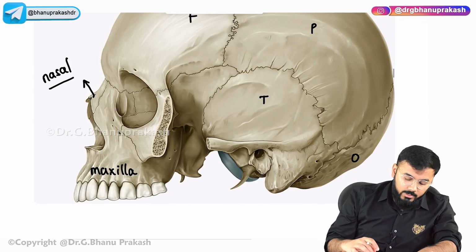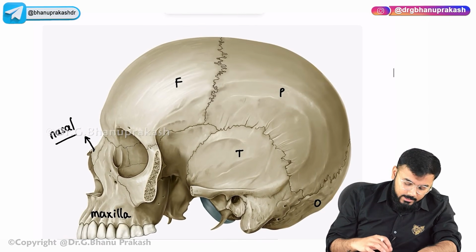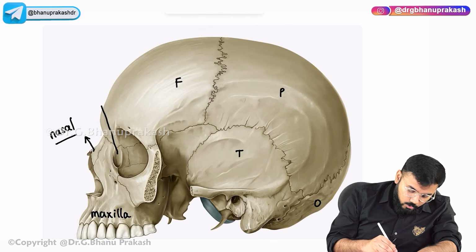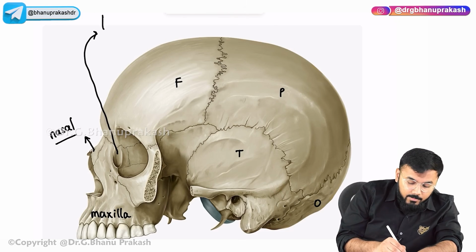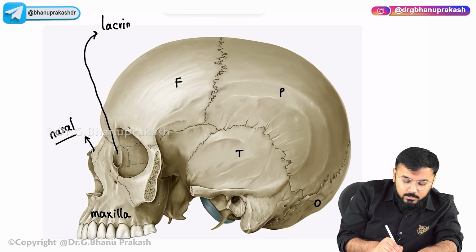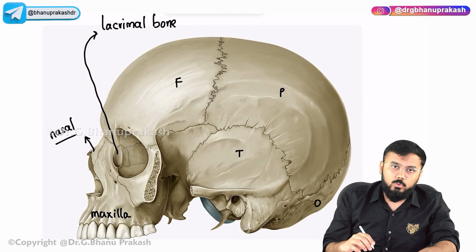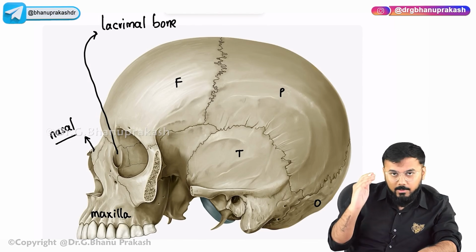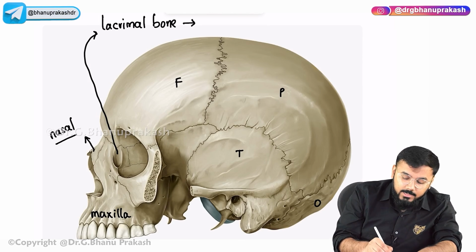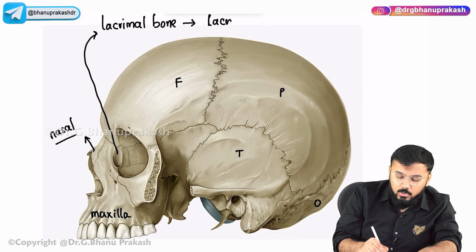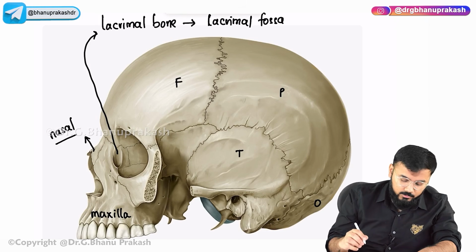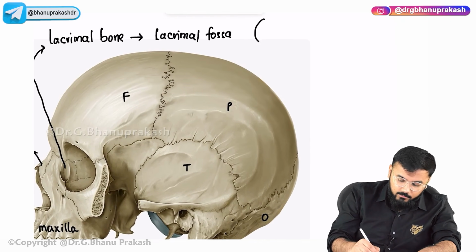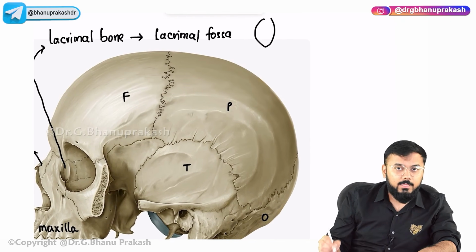Okay, now exactly here can you see this particular bone over here, right? So this particular bone over here is called as lacrimal bone. Now if you closely look at the lacrimal bone, within that lacrimal bone there is a depression. This depression within the lacrimal bone is called as lacrimal fossa. How is that fossa, guys? The fossa is somewhat like this, right?